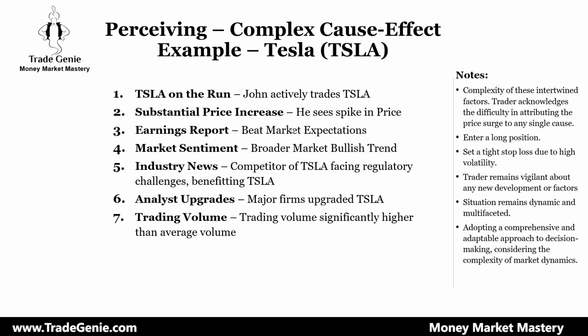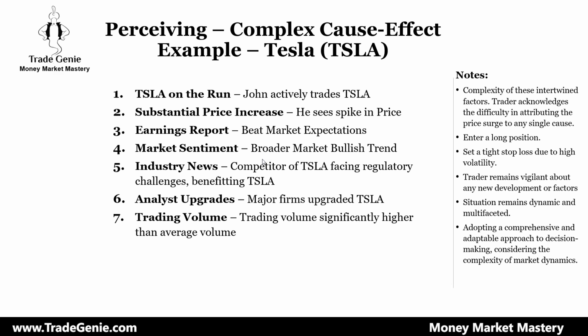So okay, market sentiment bullish. Tesla is also moving up. So everything looks good. Then news comes out in Tesla, benefiting Tesla. The news is related to the competitor and it's benefiting Tesla. So that's another bullish. Then he reads another news, analyst upgrades. A lot of firms upgraded Tesla. So it's good. The trading volume is high, so it's also good.